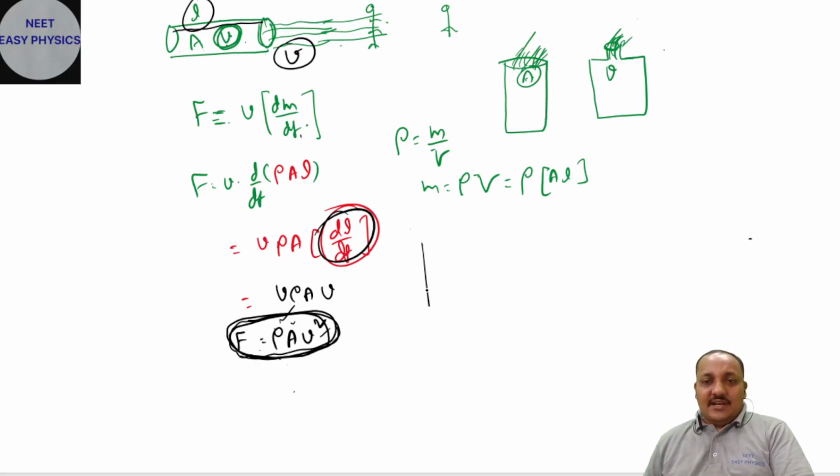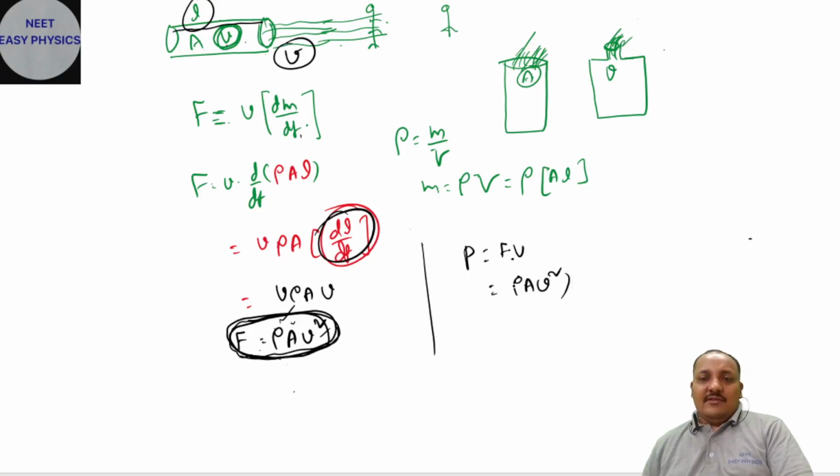Similarly, they will ask for power. What is the power of this water? The power formula we came to know in terms of force and velocity is F v. The force we already got is rho A v square, into v. Therefore, rho A v cube. This is nothing but power. So P is nothing but power.